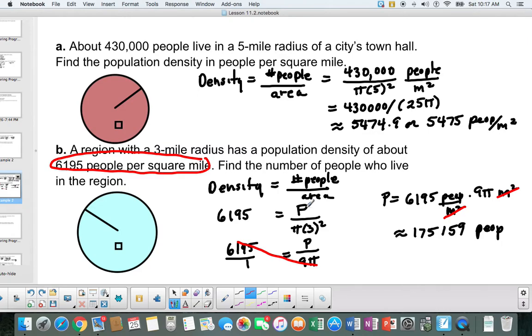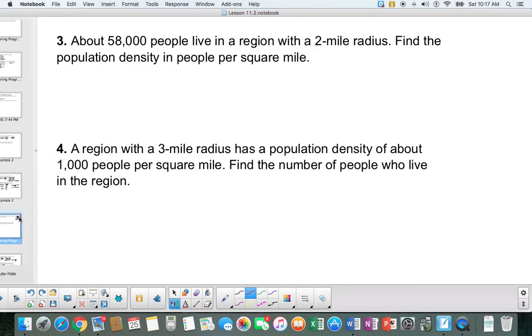So I put P for people, and here's my area. And this looks a lot like a proportion, so I went ahead and put over 1, and I will cross multiply. And remember, this represents people per mile squared. This represents miles squared, so dimensional analysis will have the miles squared cancel, and we're only working with people, and you end up multiplying 6,195 times 9 pi. Okay, your turn.